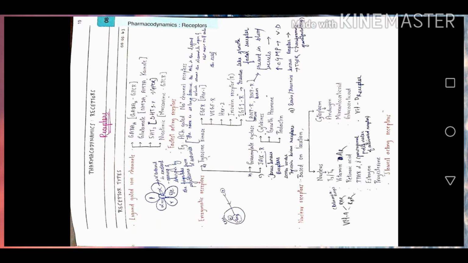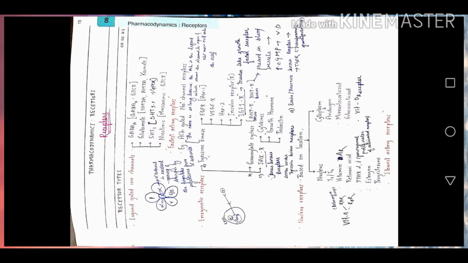Now the third receptor type is the nuclear receptor. Okay, nuclear receptor, why is it so called? Because it acts through the nucleus, right? So based on the location, it has two types, nucleus and the cytoplasm. So one question will be coming to your mind, why is the cytoplasm one called a nuclear receptor? Because in the cytoplasm the receptor is present, but the function is acting through the nucleus, hence it is included in this receptor type.